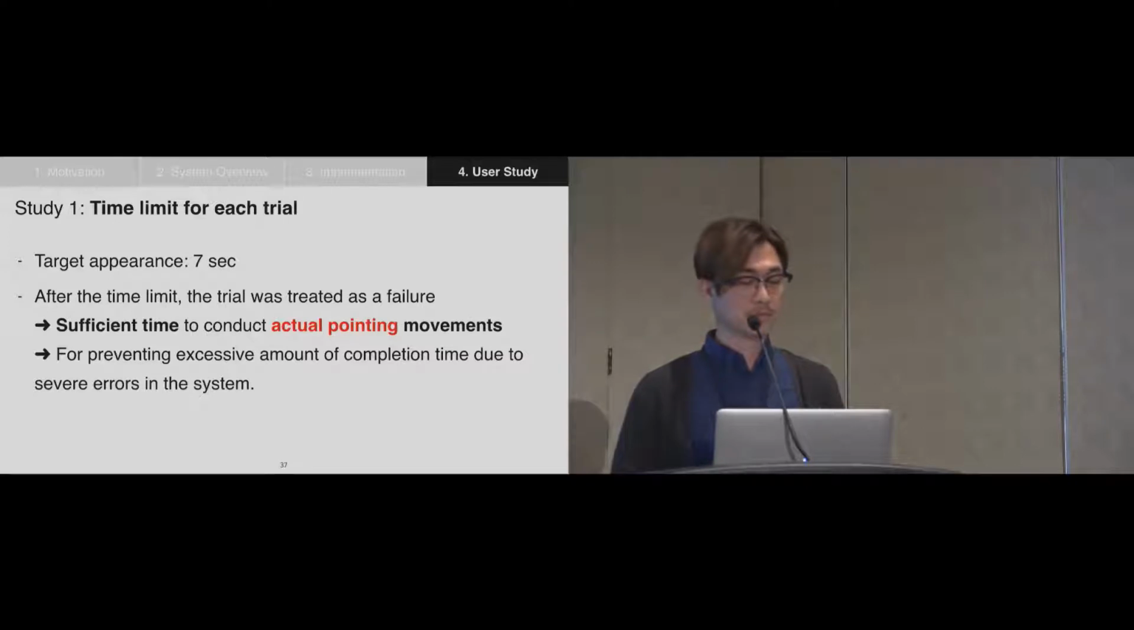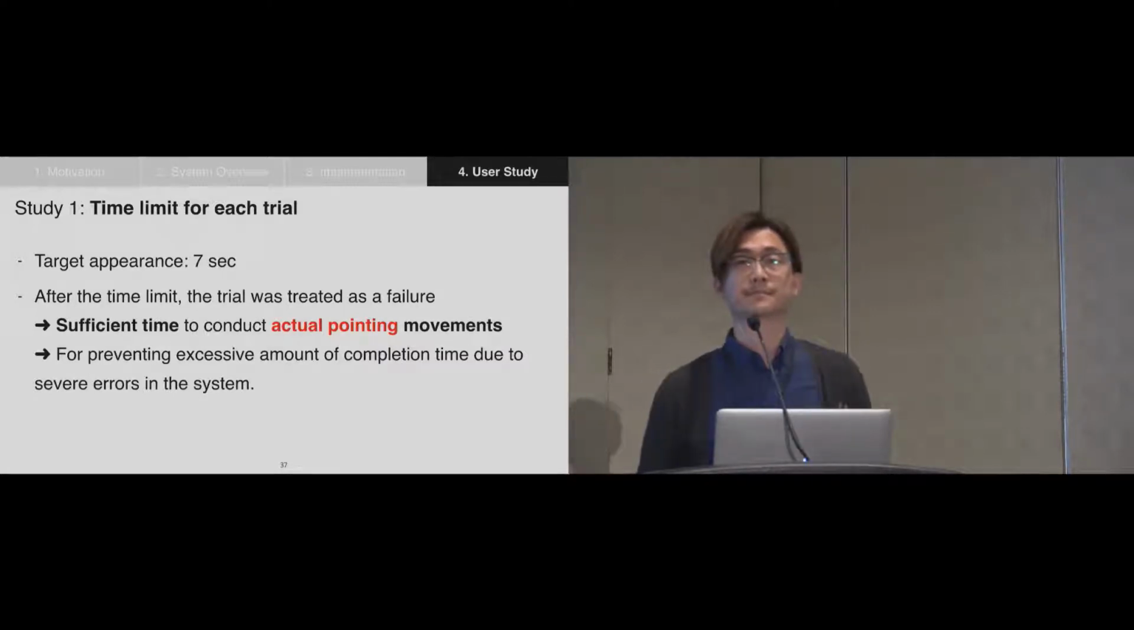And each target appeared for only 7 seconds. After this time limit, the trial was treated as a failure. 7 seconds was sufficient time to conduct the actual pointing movement with both input methods. And this time limit also prevented an excessive amount of completion time due to severe errors in the system.